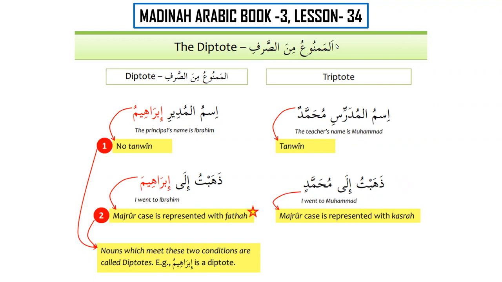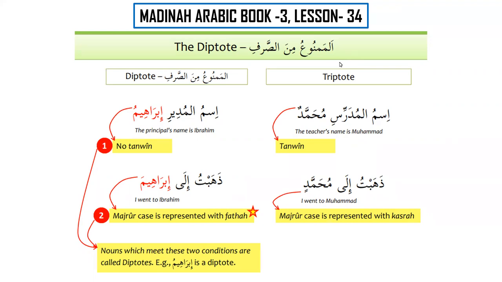Lesson number 34, the last lesson of the course. Alhamdulillah. Ha nahnu nasilu ila ad-dars al-akhiri bi'awnillahi ta'ala. Here we come to the last lesson with the help of God Almighty. The diptote, al-mamnu min as-sarf.